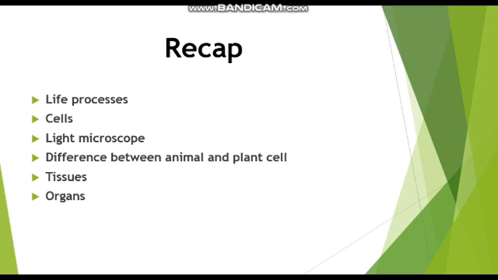As cells are microscopic, we need a microscope, and the most common type of microscope is the light microscope, which uses light to see an object. Then the difference between an animal and a plant cell. Major differences are the cell wall and chloroplast, which are present in a plant cell but absent in an animal cell. Then tissues are formed when similar cells combine to perform a similar function, whereas when different tissues combine, they make up an organ. This is all the recap of the previous weeks.